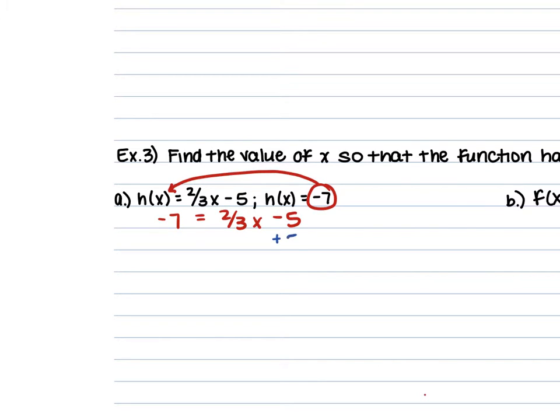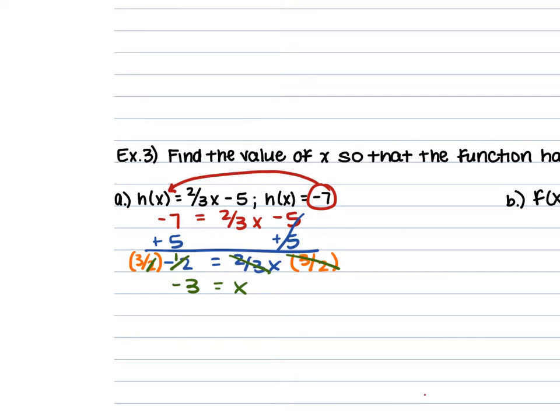So we're going to start this one by adding the 5 to both sides. We get negative 2 is equal to 2/3 x. To get the x by itself, we're going to multiply each side by the reciprocal of that 2/3, which is 3/2. Those 2's are going to cancel, so it's just 3 times negative 1, which is negative 3, is equal to x. So x is equal to negative 3.